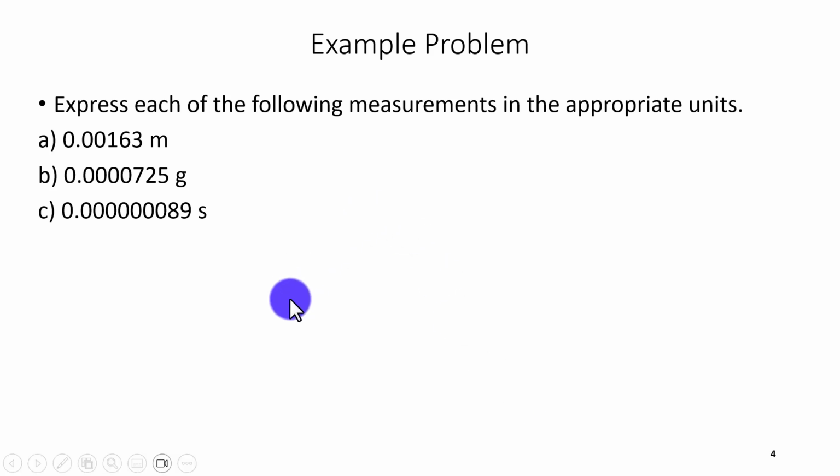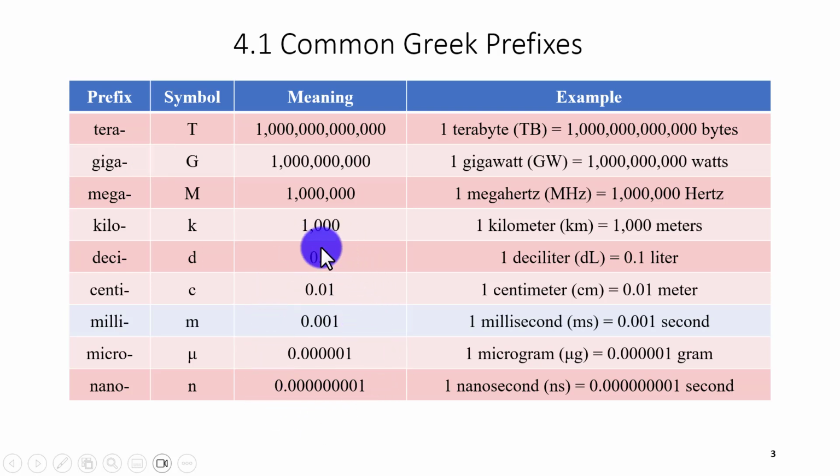Let's look at an example problem. Express each of the following measurements in the appropriate units. For A, we have 0.00163 meters. Note that I can move the decimal place to the left or to the right. If I move the decimal place to the right, it means that I will have a negative power of 10 when I write in scientific notation. Or I can replace those zeros with the correct prefix. The zeros here tell me that this is going to be smaller than my base unit, right? So all of these in the table are smaller than my base unit.